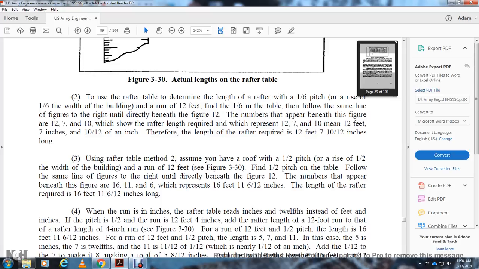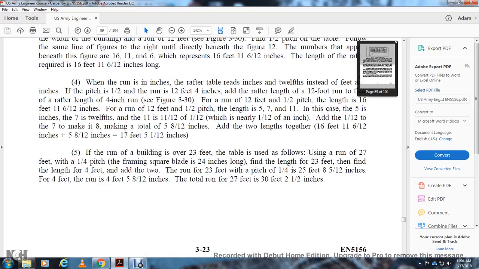In the next example, assume the roof is 1/2 pitch, so the rise is 1/2 of the width of the building. The run is 12 feet, with a 1/2 pitch on the table. Follow the same line to the right until directly beneath the figure 12. The number that appears beneath the figure 16 is 11, 6, which represents 16 feet, 11 and 6/12 of an inch. The length of the rafter required is 16 feet, 11 and 6/12 inches long.